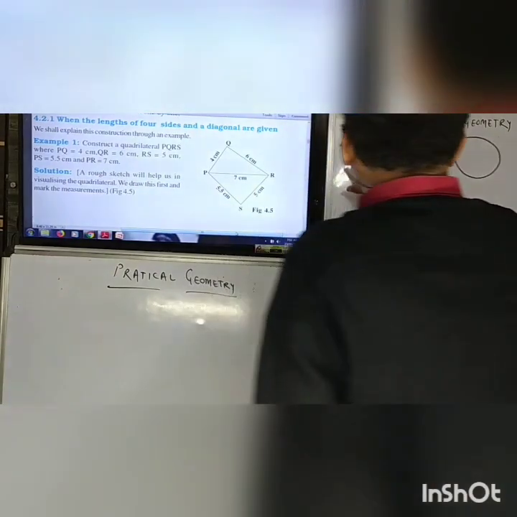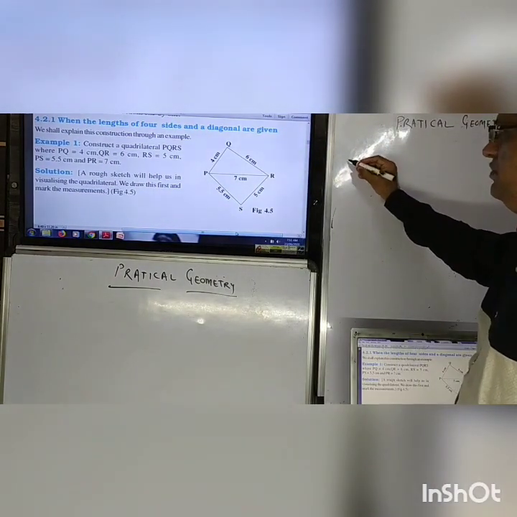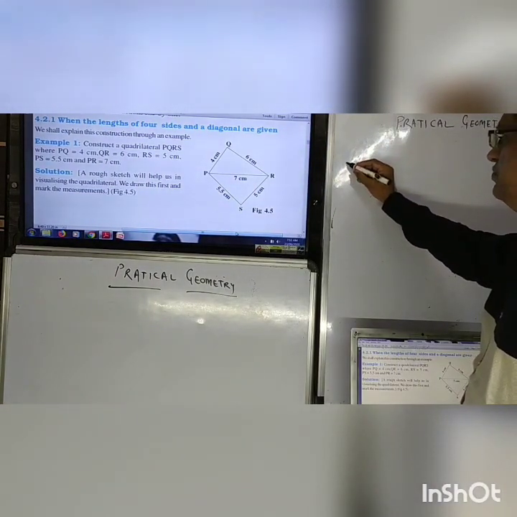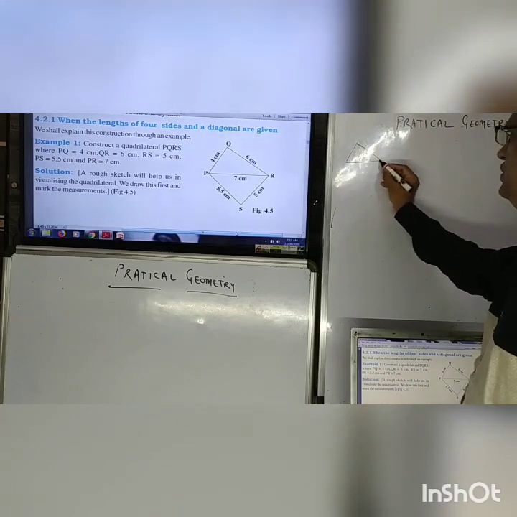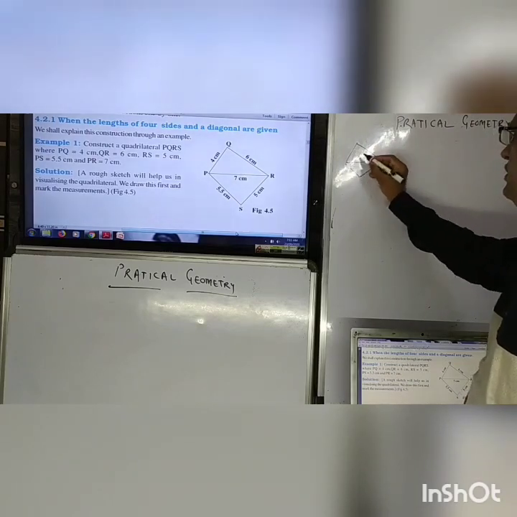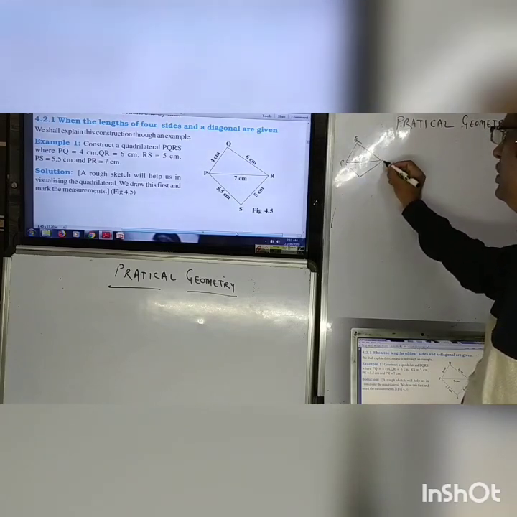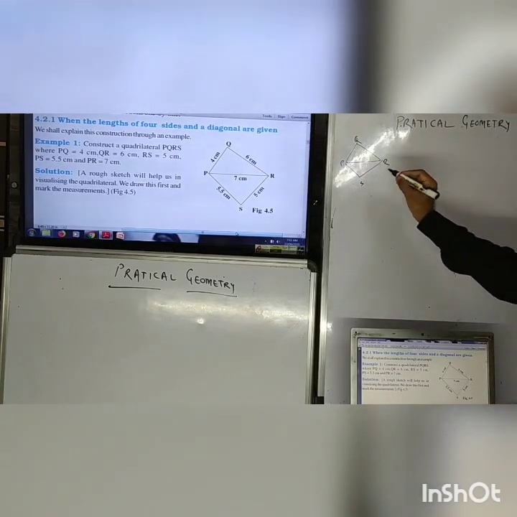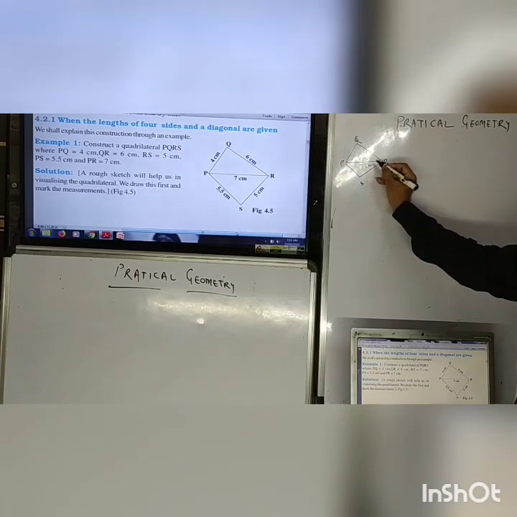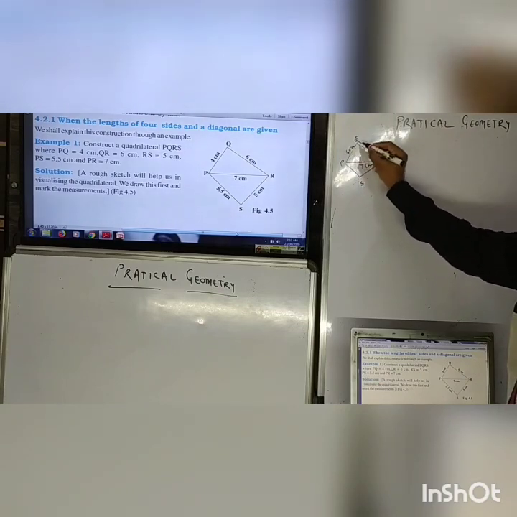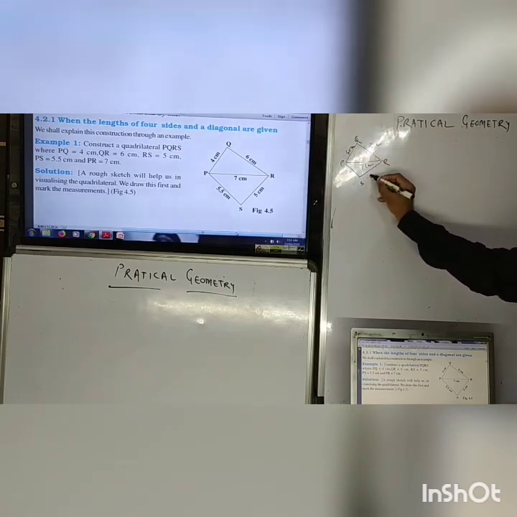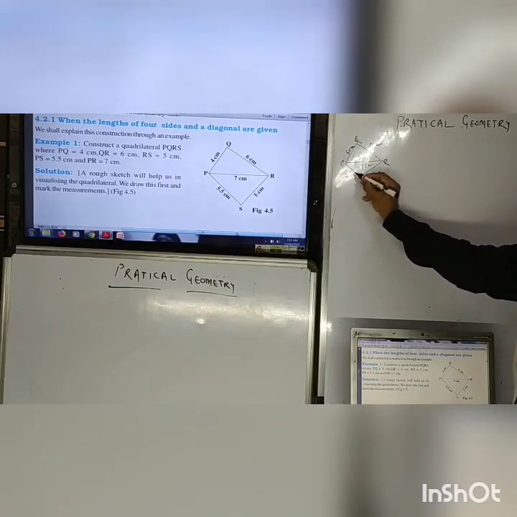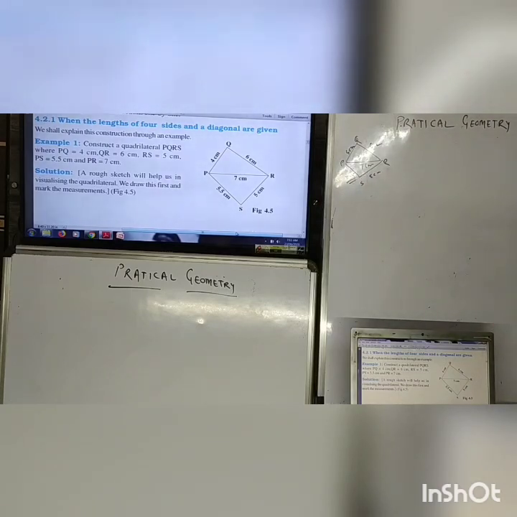First of all, do the rough diagram. This is PQRS, where this is 7 cm, this 4 cm, this 6 cm, this 5 cm, and this 5.5 cm. Now what do we do? First of all, we draw one triangle.